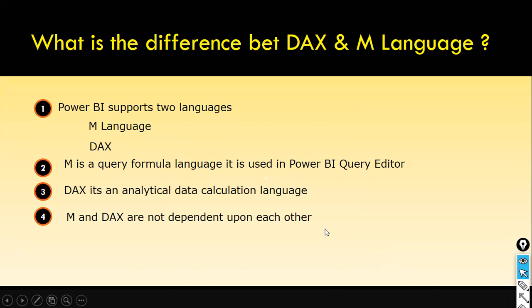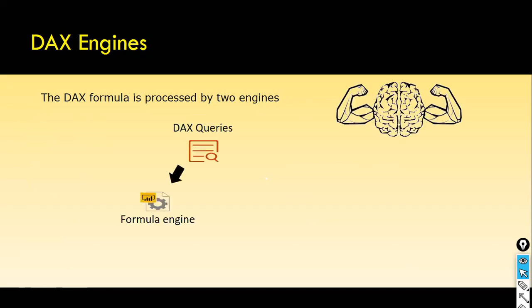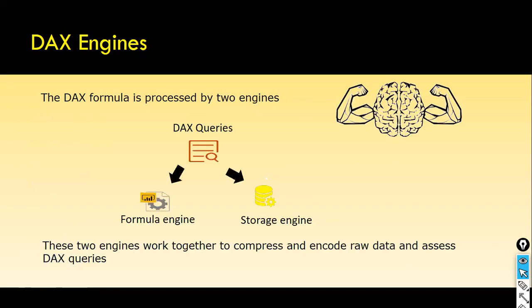So next one is the DAX engine. This is very important. What is a DAX engine? The measures, or whatever DAX formula you use, are processed by two engines. One is called the formula engine, the other is called the storage engine. These two engines work together to compress and encode raw data and assess your DAX queries.